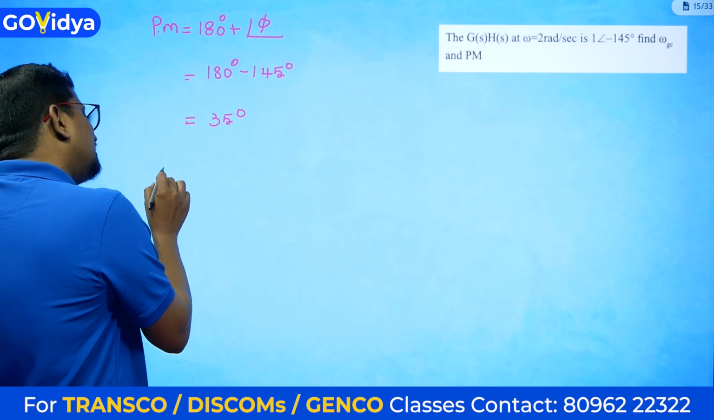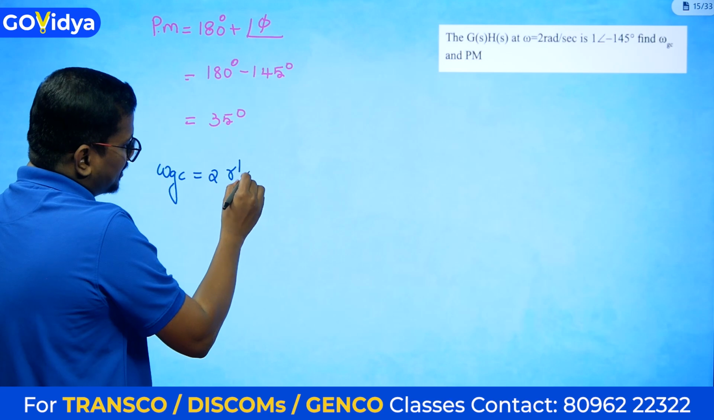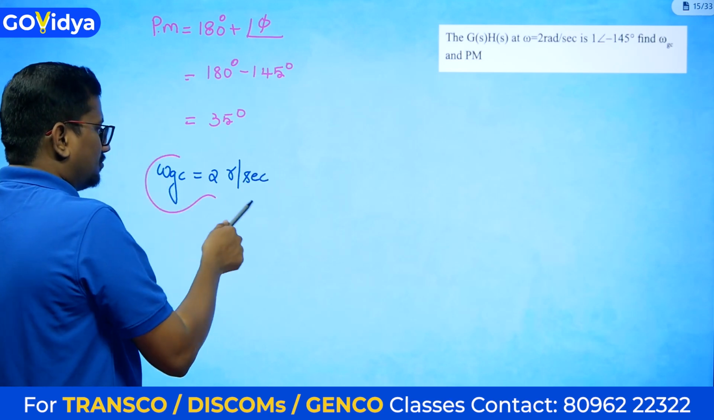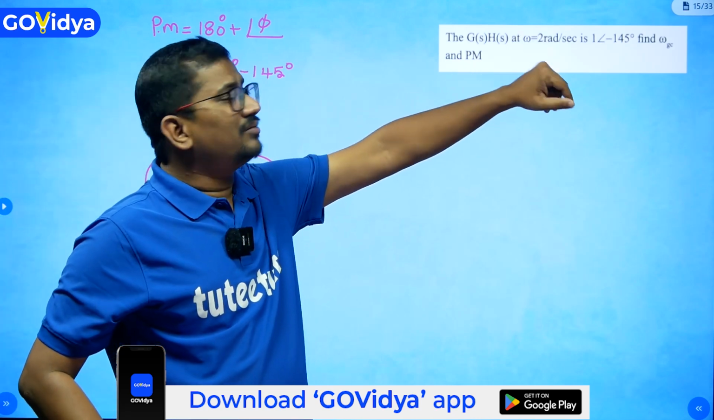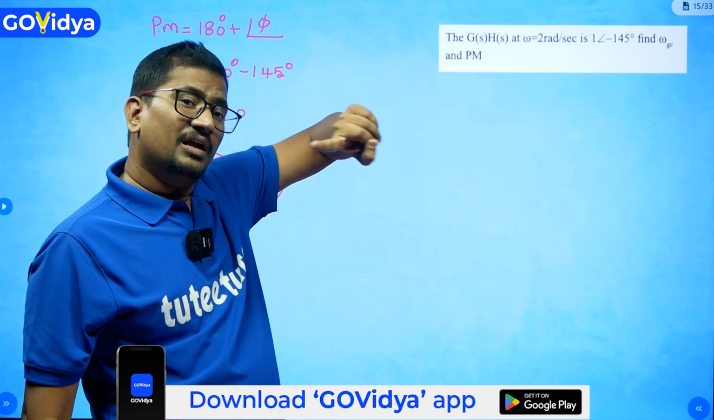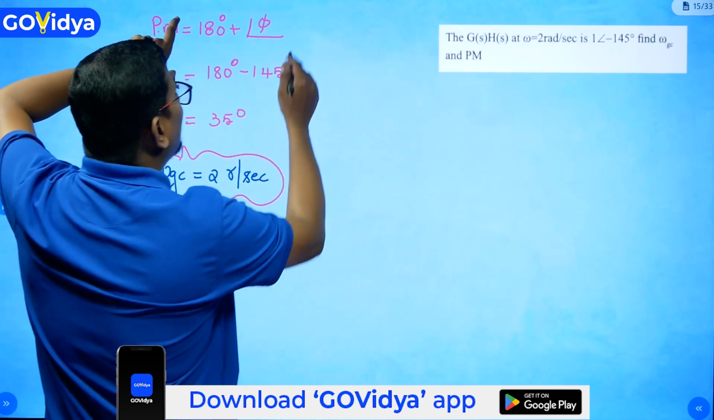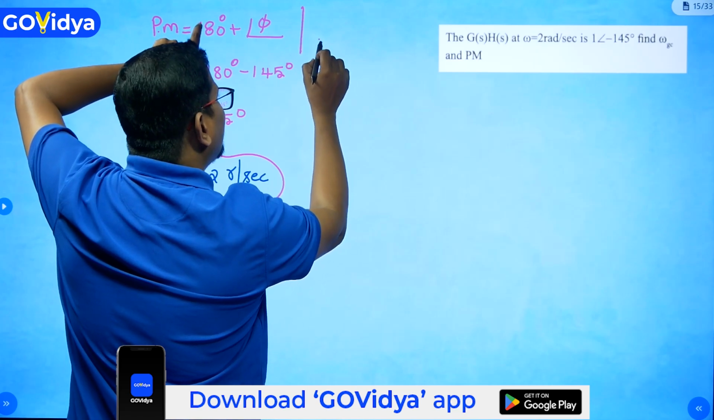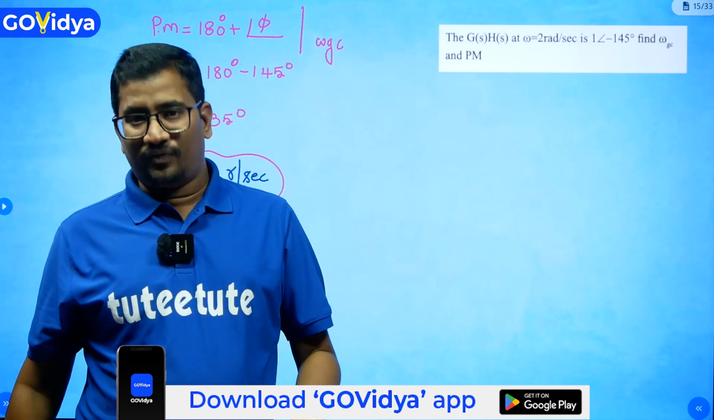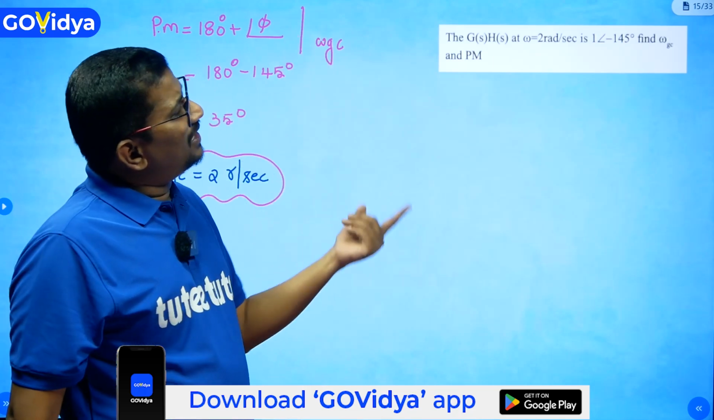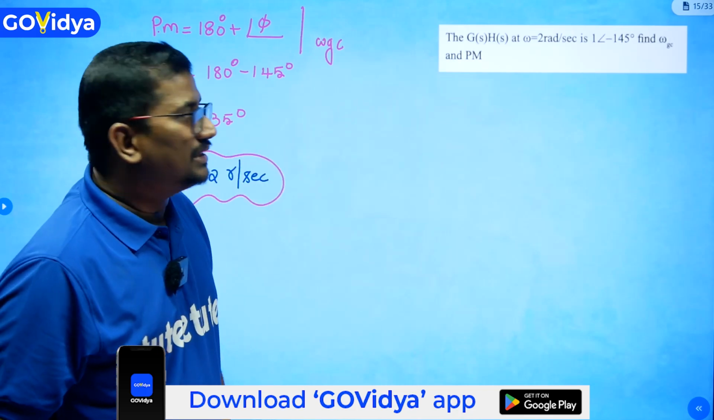And what about omega GC? Omega GC is straight away 2 radians per second, as per this data. Because phase margin we always calculate at gain crossover frequency, and gain margin we calculate at phase crossover frequency. So the omega GC value is obviously 2, they have given the hint straight away. Okay, now let us see the next question.